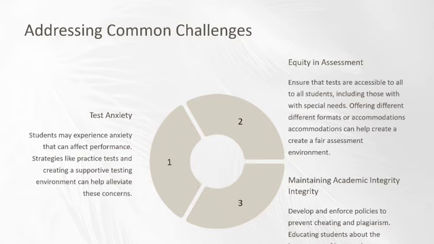Then we should make sure all students, including those with special needs, can take the test fairly. That means there should be equity in assessment. And last but not the least, there should be academic integrity. Now, how can we achieve that? We can achieve that by preventing cheating, which will keep our results meaningful.